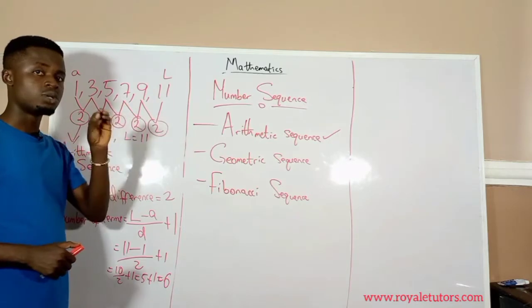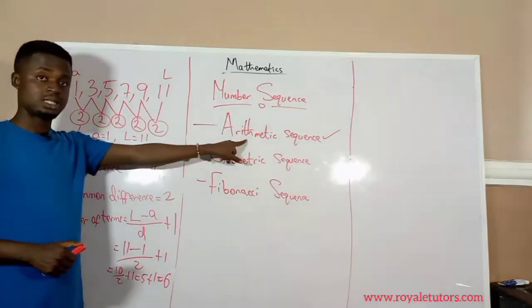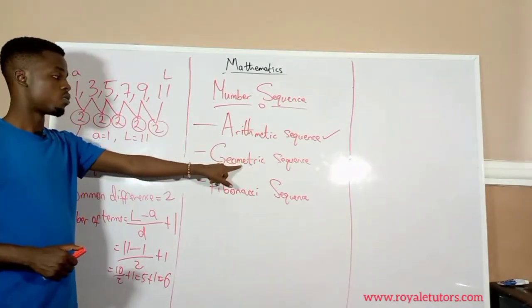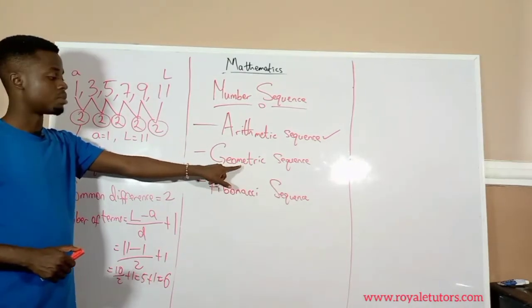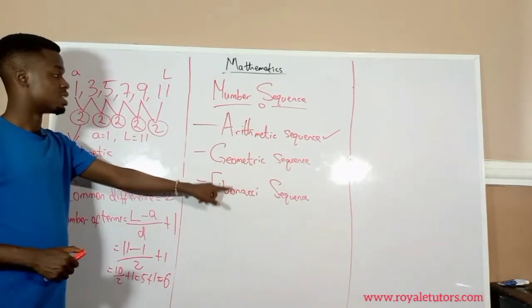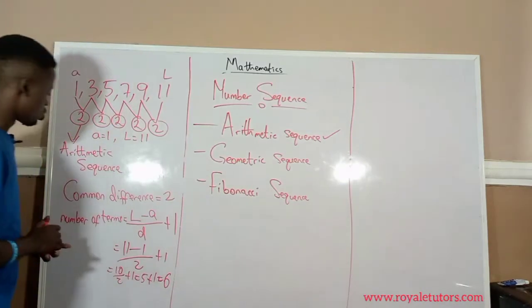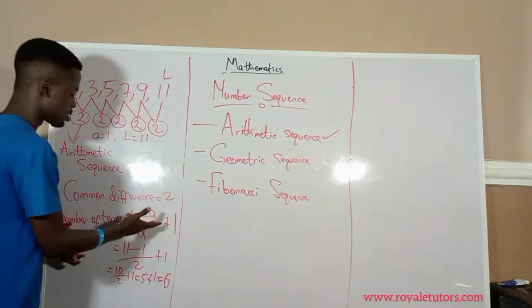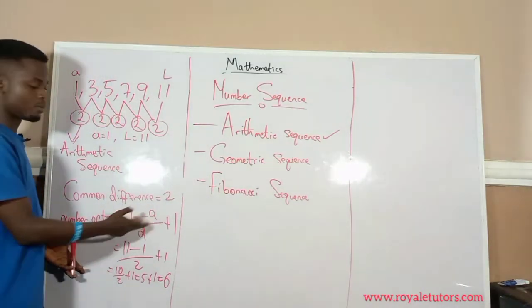I will say it again. The formula can only work for arithmetic sequence. It won't work for geometric sequence. At the same time, it won't work for Fibonacci sequence. It can only work for arithmetic sequence. So all you need to do is last term minus first term divided by the common difference, plus 1.